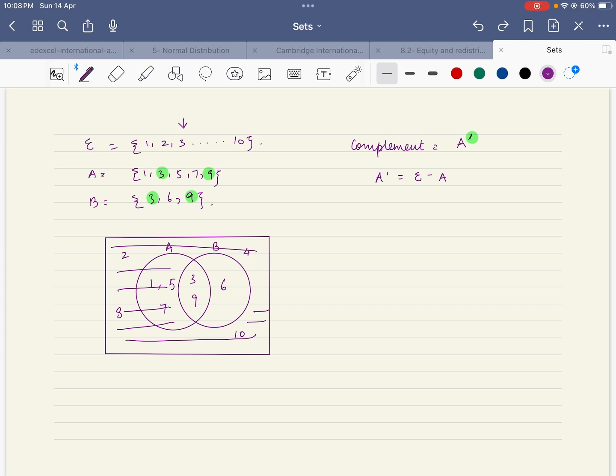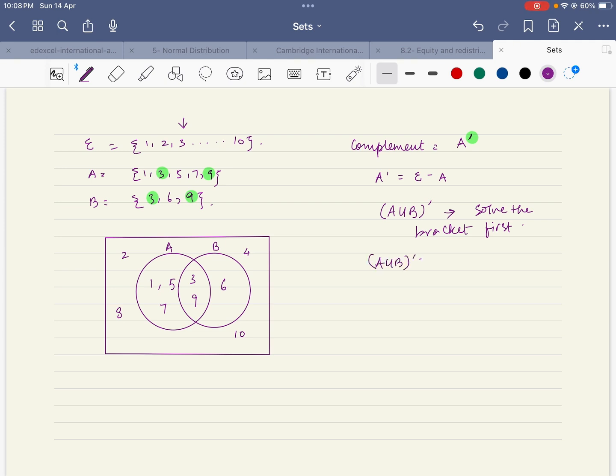This is B complement. And if you have A union B complement, something written like this, then you solve the bracket first. Means you will first find out A union B and then find the complement. Let's do an example. A union B whole complement means first you find out A union B. A union B is equal to 1, 3, 5, 6, 7, 9.